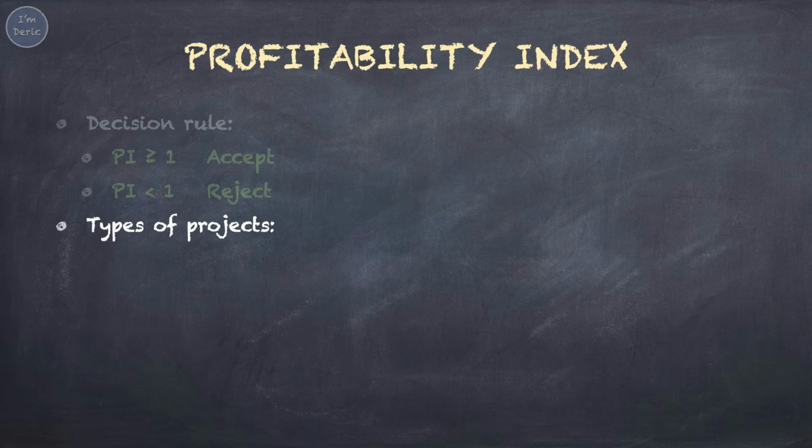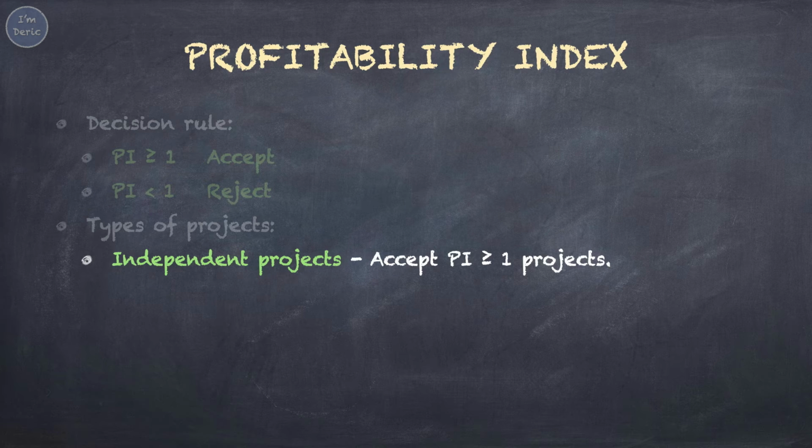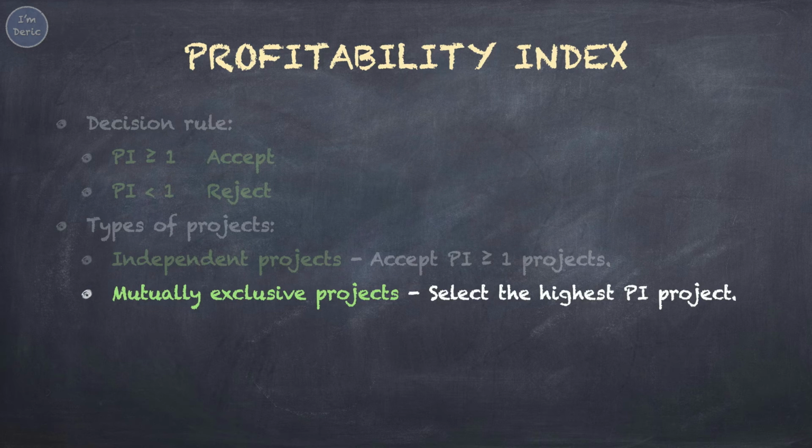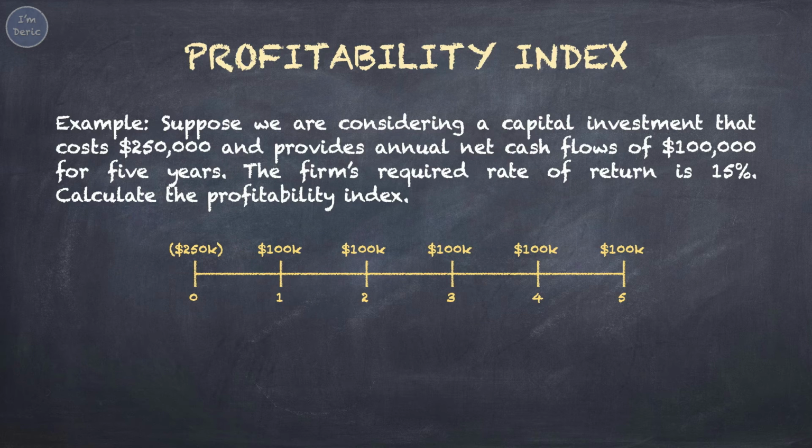For different types of projects, if the projects are independent, all of them can be accepted as long as the Profitability Index is greater than or equal to 1. However, if the projects are mutually exclusive, then we can only select the project with the highest Profitability Index. Okay, let's work through this example. Suppose we are considering a capital investment that costs $250,000 and provides annual net cash flows of $100,000 for 5 years. The firm's required rate of return is 15%. Calculate the Profitability Index.